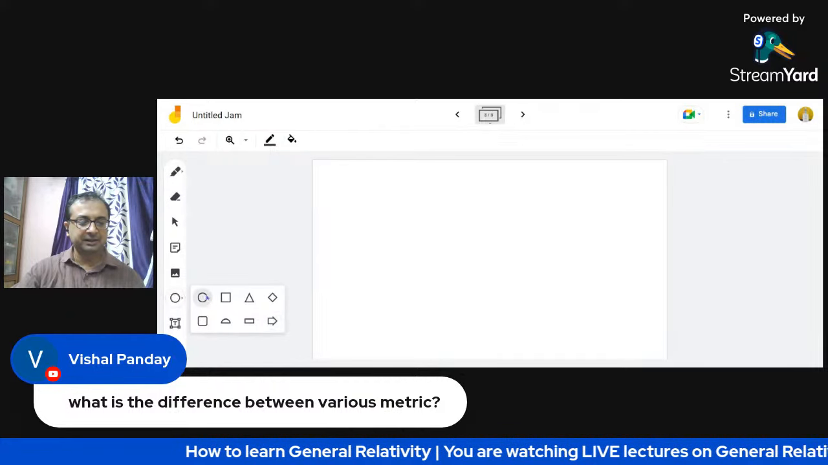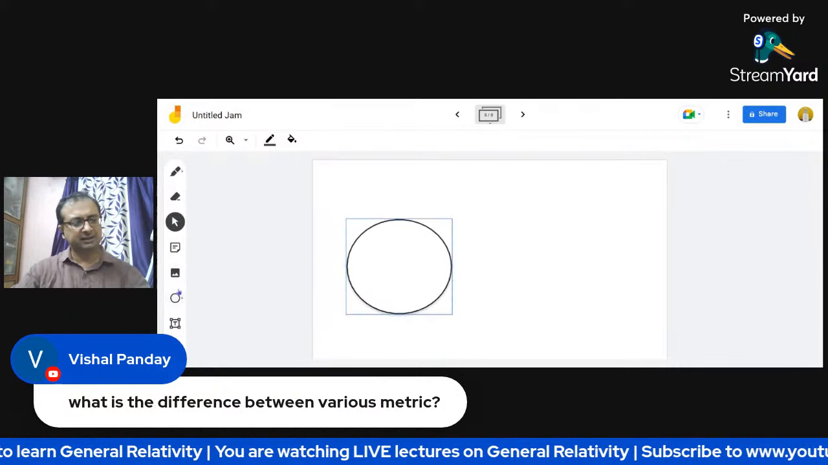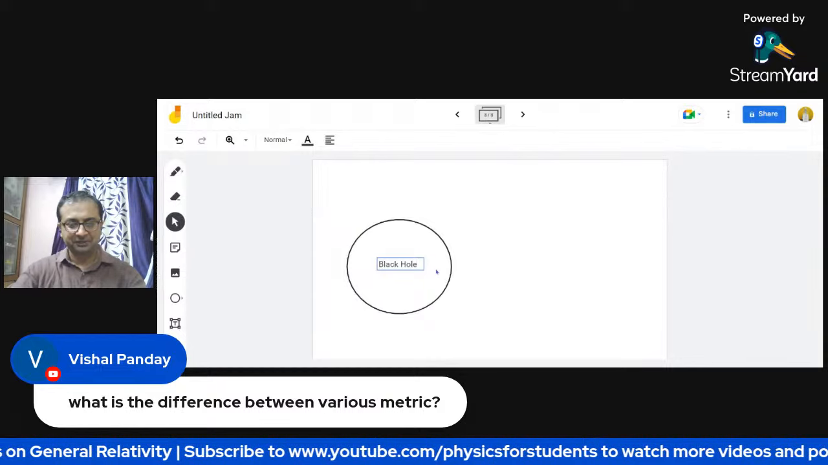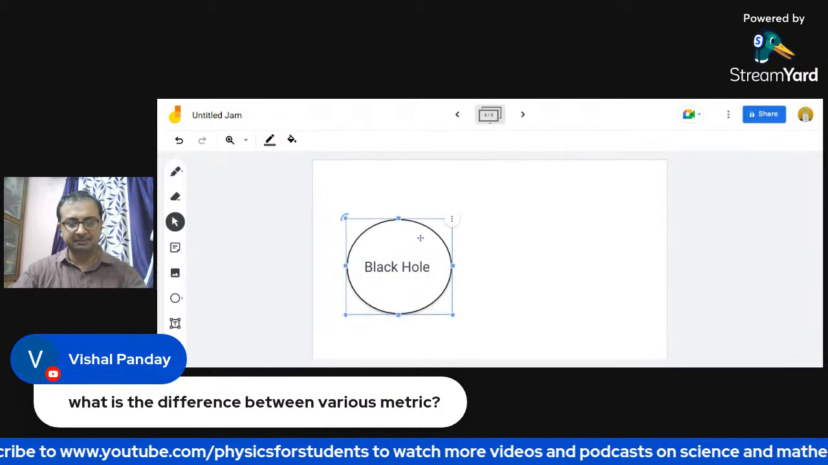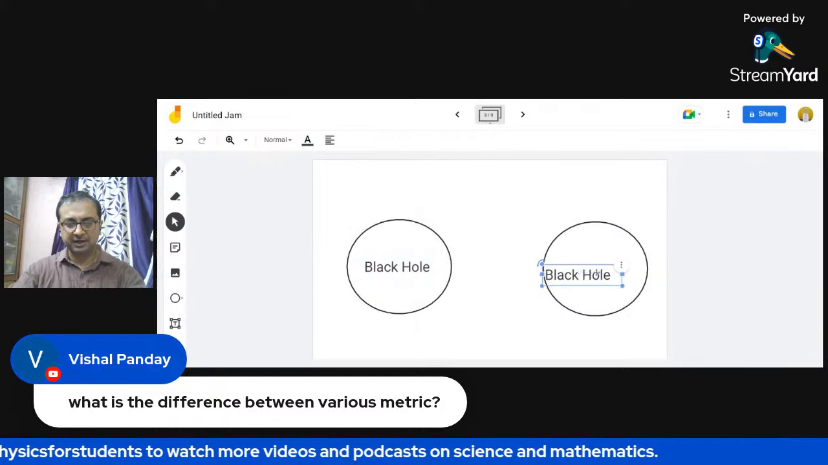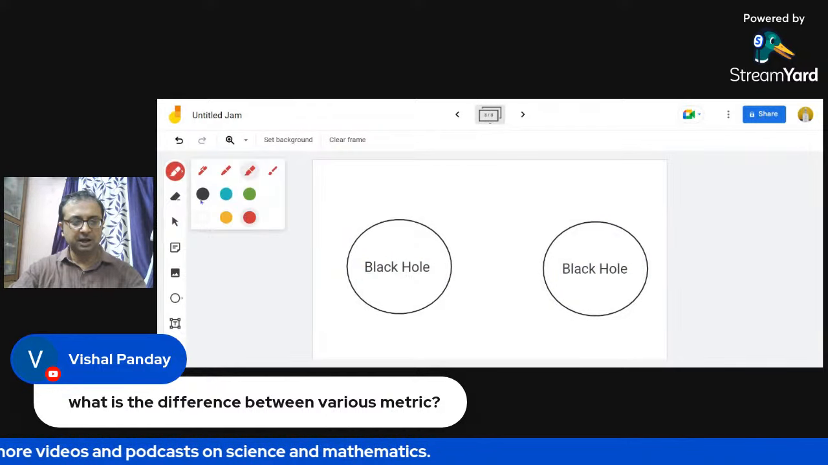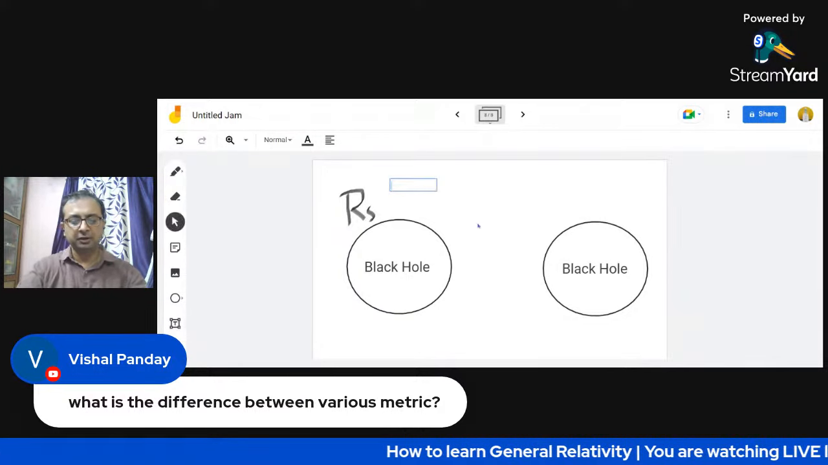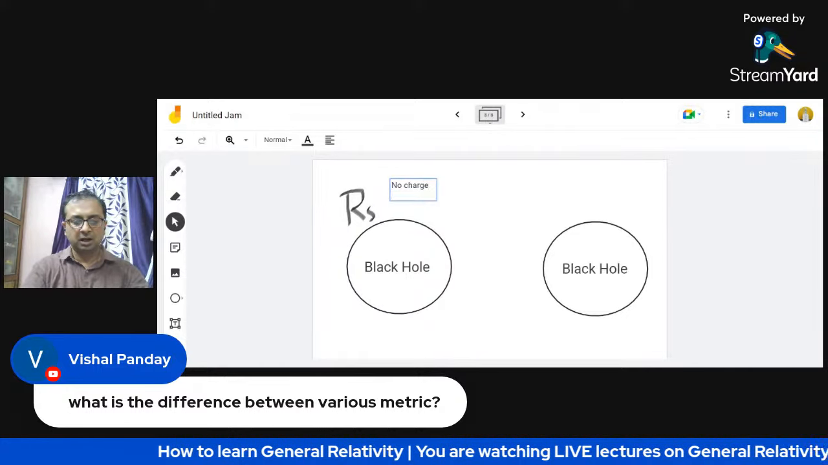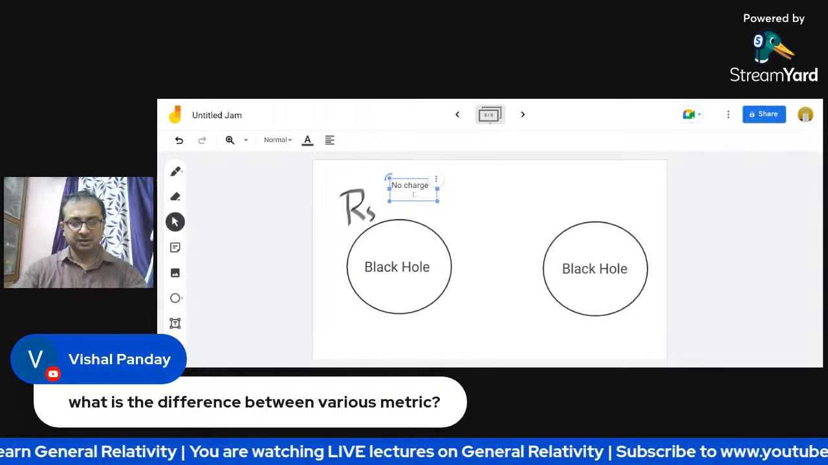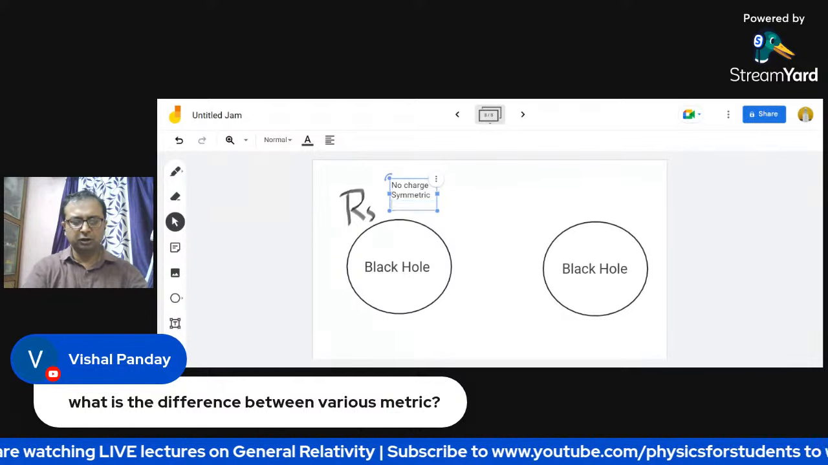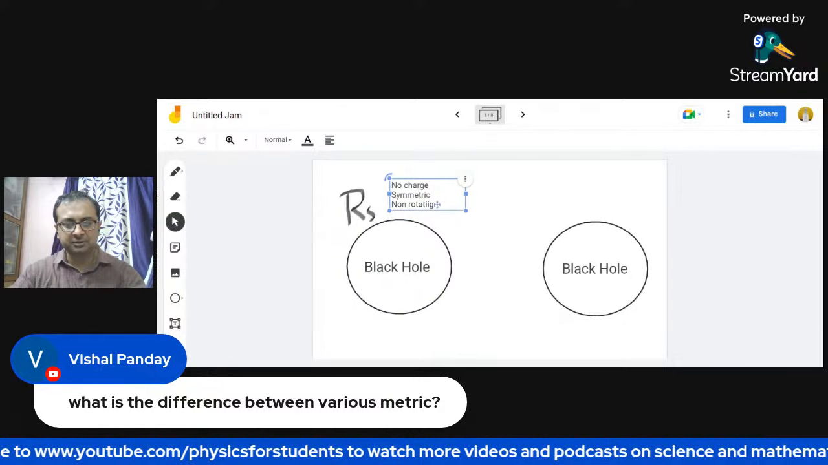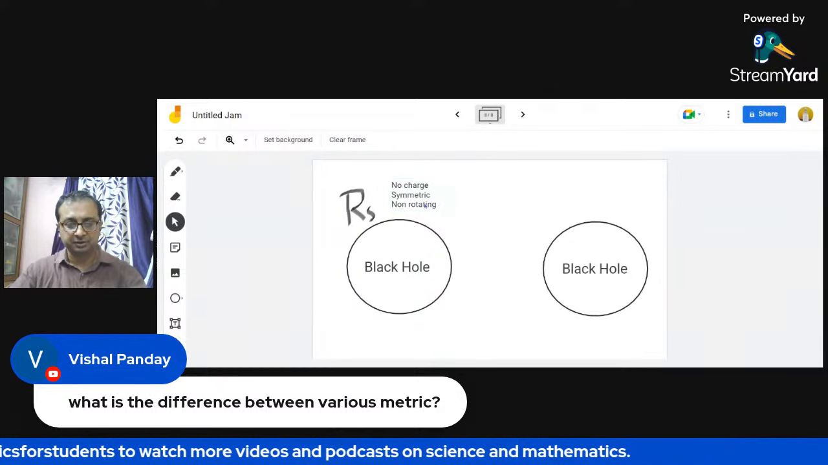So say, for example, if I take a kind of a star over here. Okay, I consider this to be a star or any massive body. Say, for example, let us take it as a black hole, which is the most wonderful thing to study. So if I take a kind of a black hole over here and I take a same black hole over here. Now, I consider this black hole to be a Schwarzschild black hole, RS, right? That means what? This black hole will have no charge, symmetric, non-rotating kind of a stuff, right? So this has got all these areas. I mean to say, we are taking the assumption. So these are the metrics.